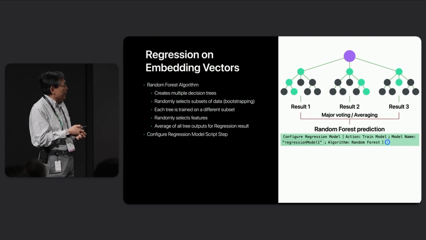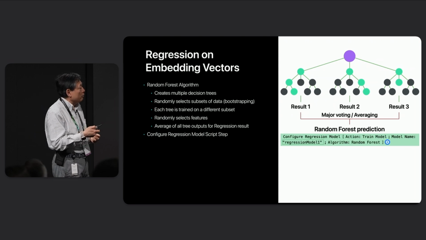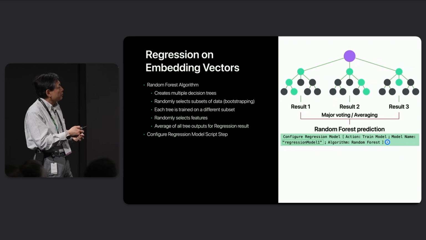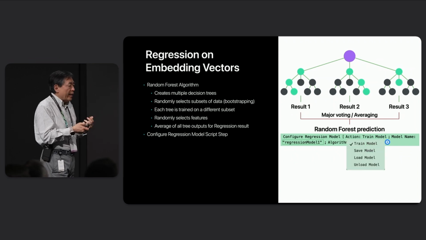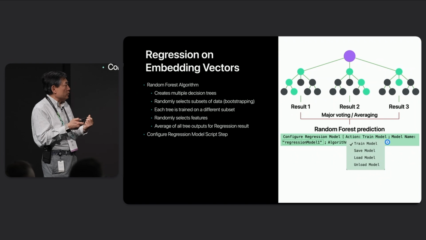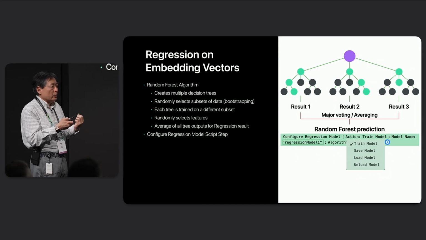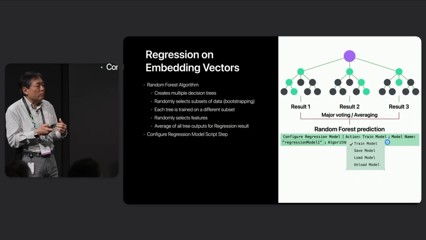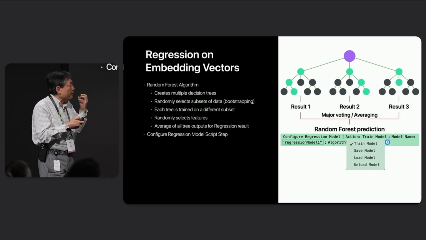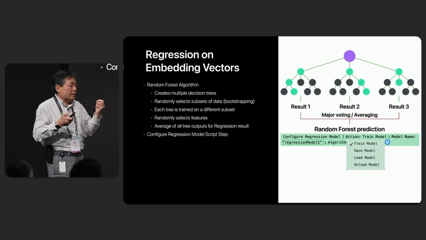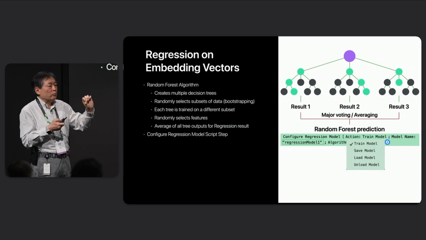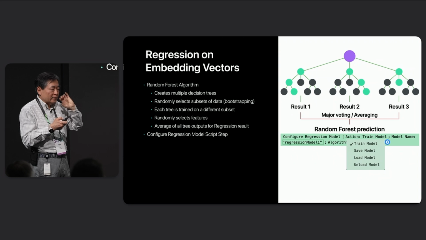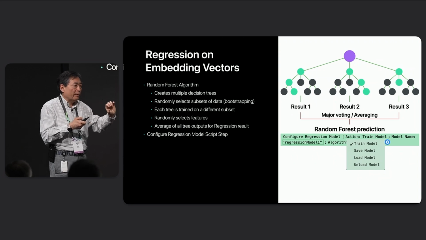And here is a script step to train the regression model. There are 4 actions available. You can choose to train the model, you can save the model, and you can load or unload. Load and unload means to memory. When you train the model, you can choose to save right away instead of calling it another time. And after you train, the model is definitely in memory.